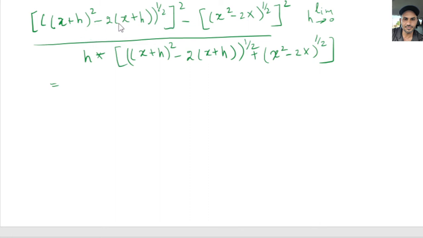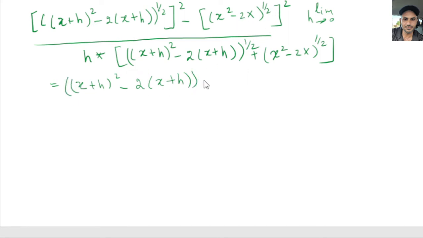All right, now I'm going to solve this. So this is a square root. When you take the square of a square root, it undoes the square root. So we're just left with x plus h squared minus 2x plus h. All right, so that's the first term.